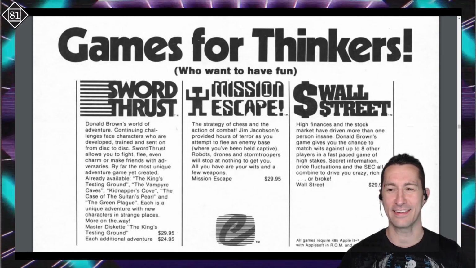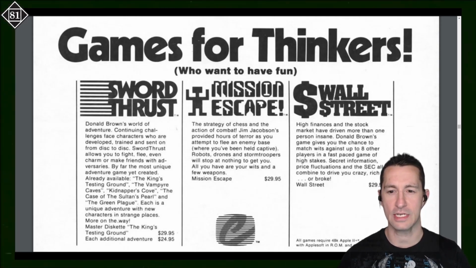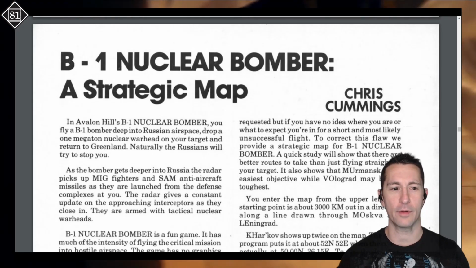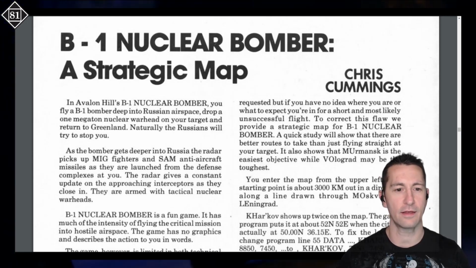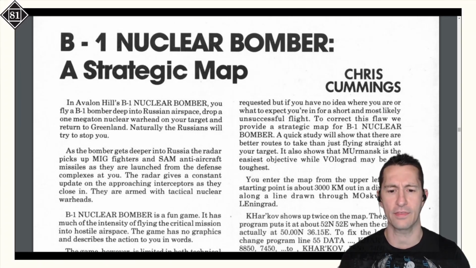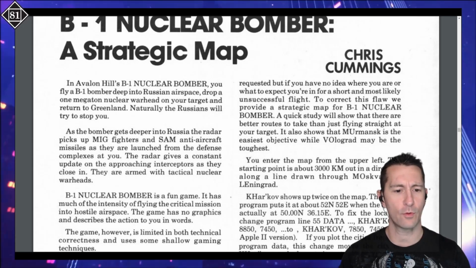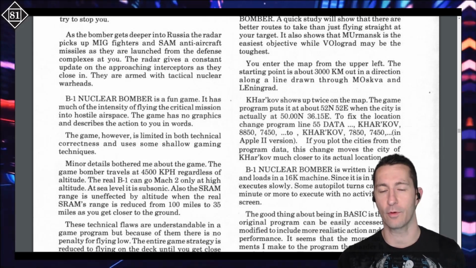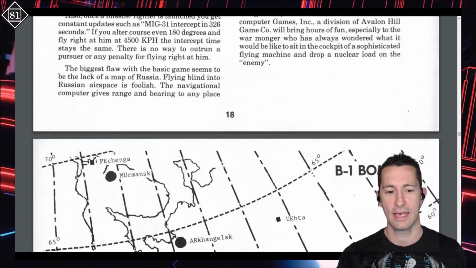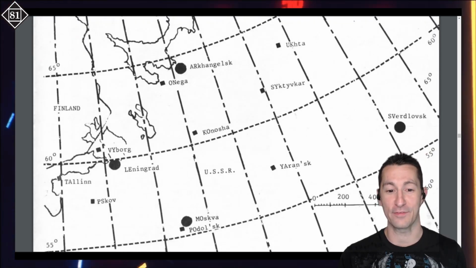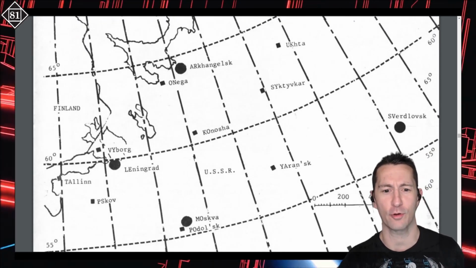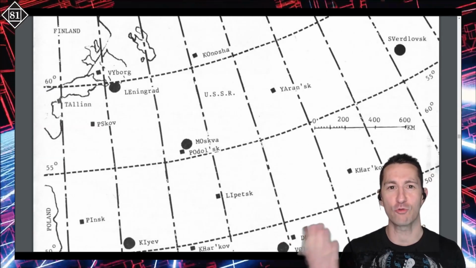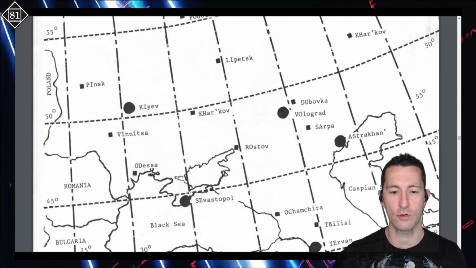All right, so then we have some other ads for Sword Thrust, which we've checked out, Mission Escape, not yet, and Wall Street we have on the channel. And then we have the B-1 nuclear bomber strategic map, because this is one we've seen pretty early on the Commodore PET. I think that's the first release we saw. This is another game where you are dealing with mostly text to decide where the bombs are going to go and how it's going to play out. And so this is a mapped out view. So for all the nerds that played B-1 nuclear bomber, this is like a must-have of the game, because they didn't have a really good graphical representation of everything that happened in B-1 nuclear bomber.